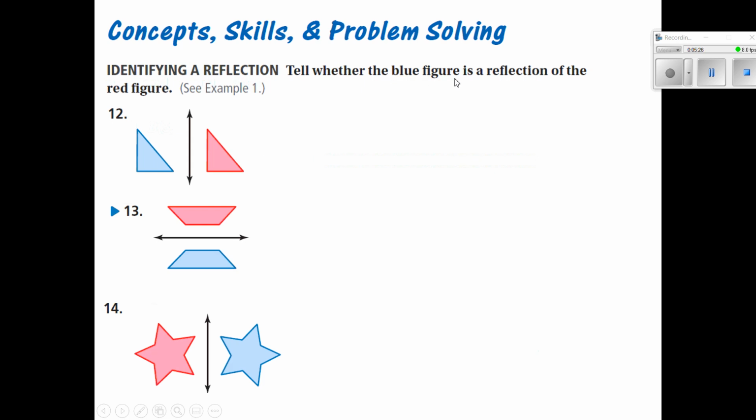Tell whether the blue figure is a reflection of the red figure. I'm going to say no, because when I reflect something, like if I'm reflecting image, oh, I'm sorry, number 12 was for you to do.